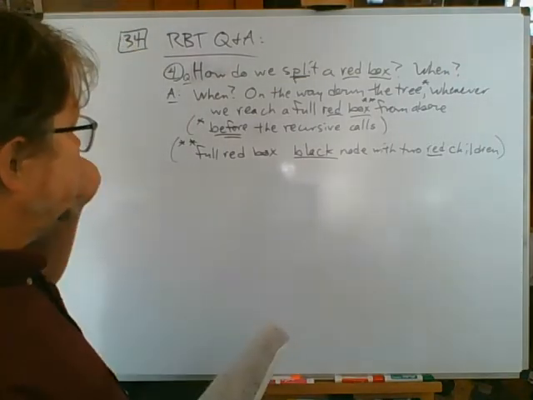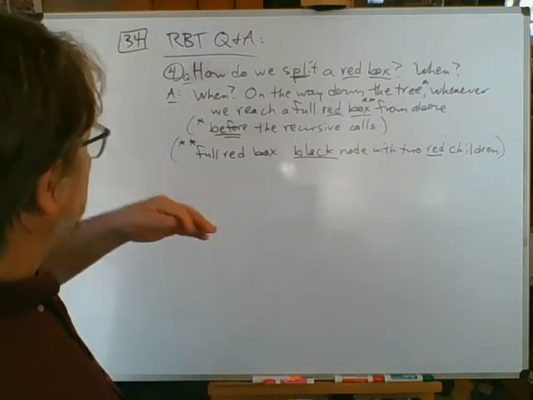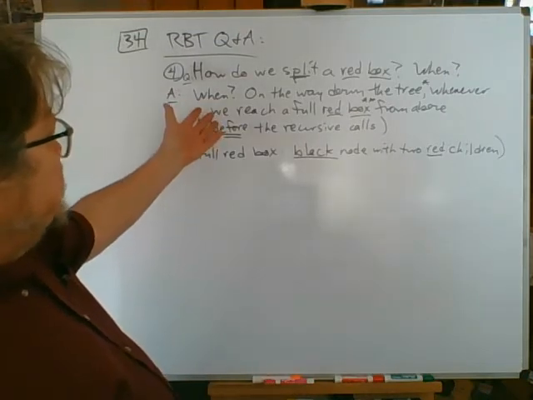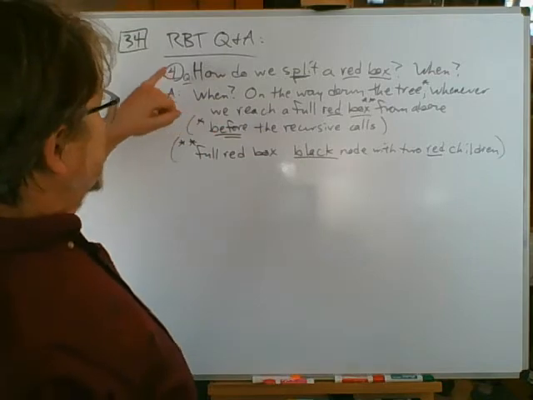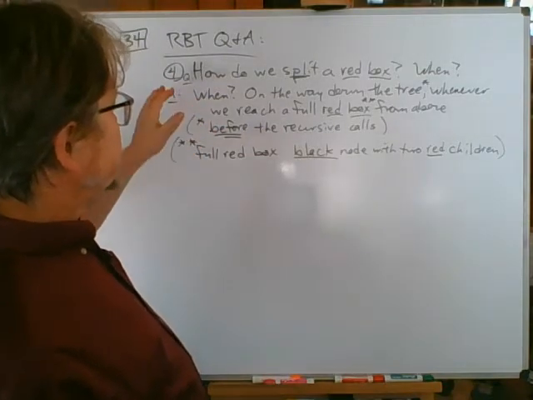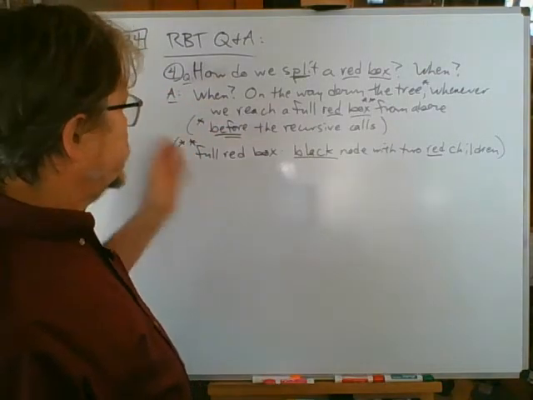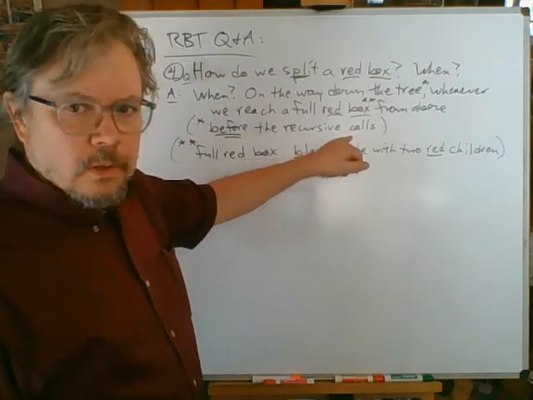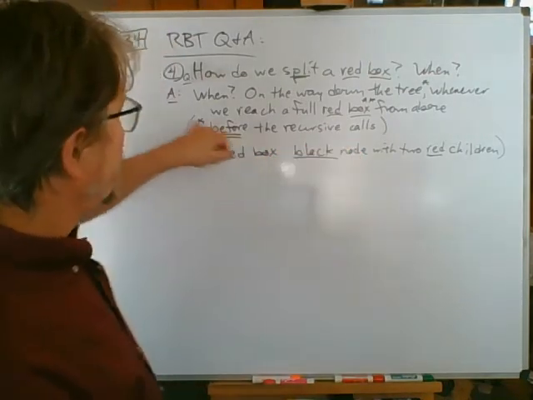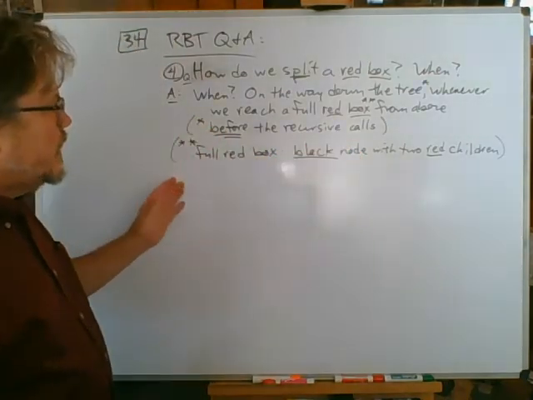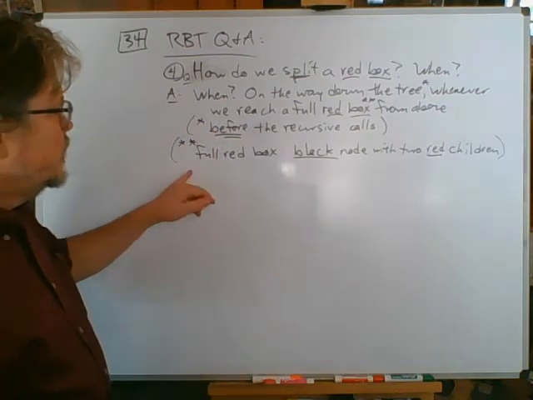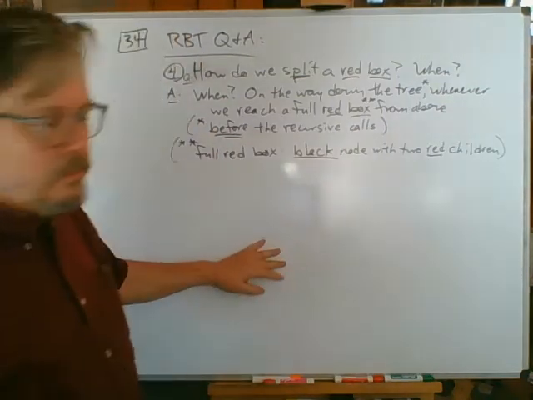So all kinds of footnotes and stuff. Let me read this and see if I can put it all back together. This was supposed to be the easy part of that question. The when. When do we split a red box? We split it on the way down the tree, which is before the recursive calls to the put function. Whenever we reach a full red box, how do we detect a full red box? A full red box is a black node with 2 red children.